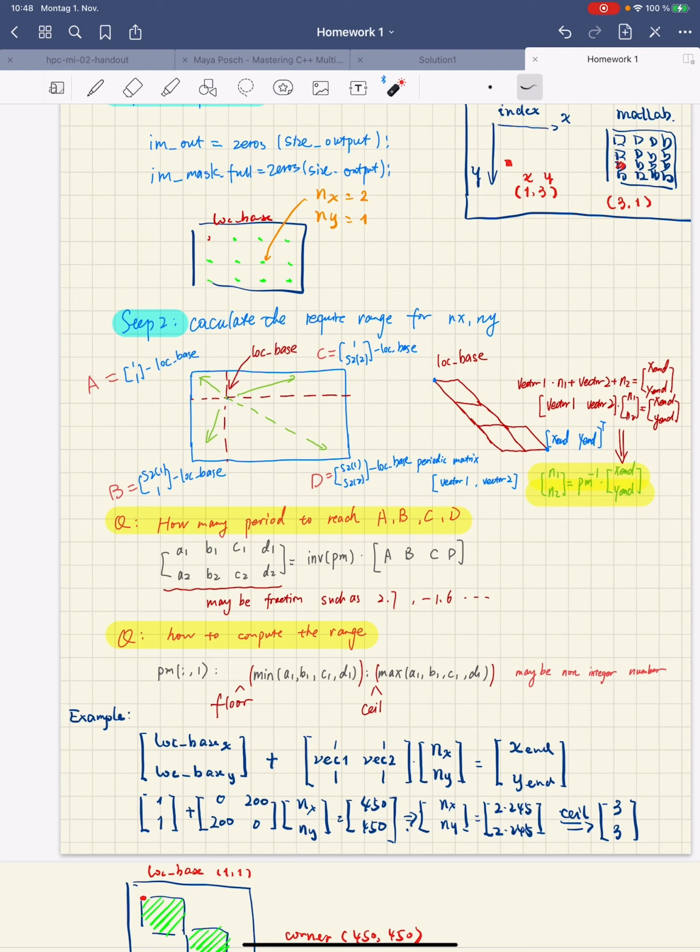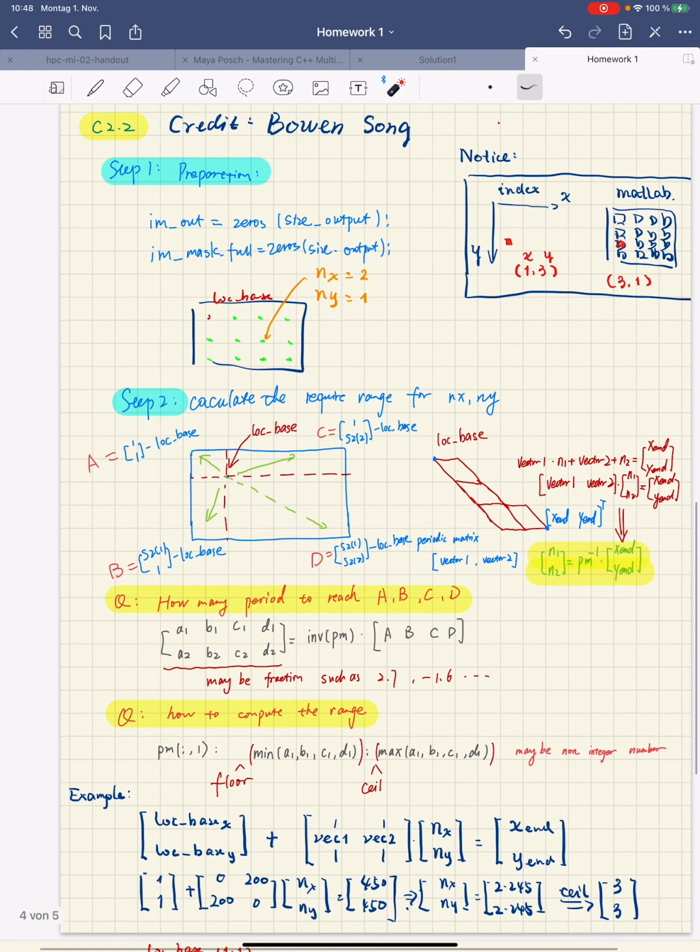So the problem is basically solved after we know how to calculate the range. And I think this is how we do this task.